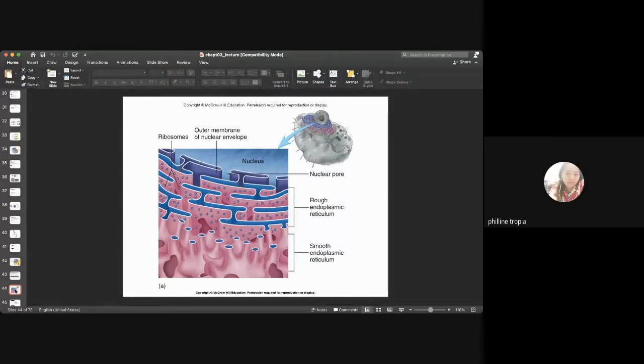Yung difference po, sir. Okay. So basta pag rough endoplasmic, remember, meron siyang ribosome. Here, yung dot-dot. Pag smooth, wala siyang ribosome. Yung RER, site ng protein synthesis. SER, site ng lipid synthesis. Okay?